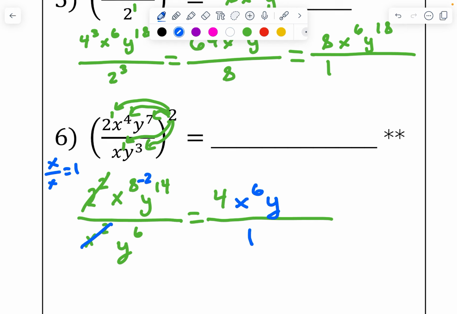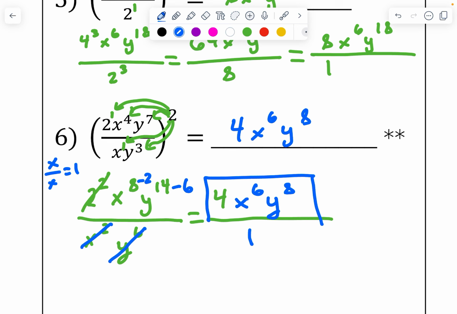But remember, you always do need a 1 on top if you have nothing left. So in this case, we have nothing left in the bottom, so I'm going to put a 1. And when I cancel 6 here with 6 on top, I have 8. And again, same thing as before. Whenever we divide under 1, our answer is just the top. So my final answer here is 4 x to the sixth, y to the 8th. And we're done.